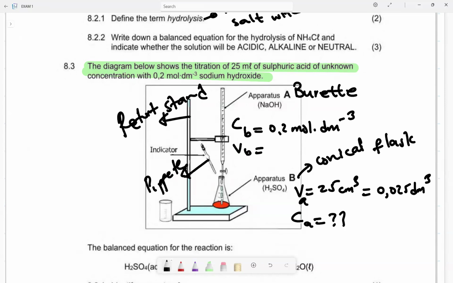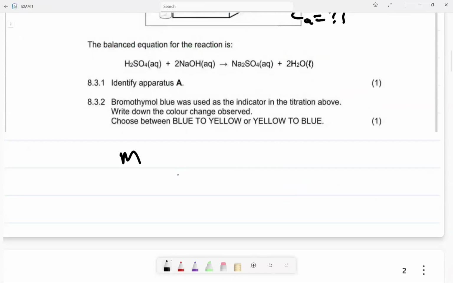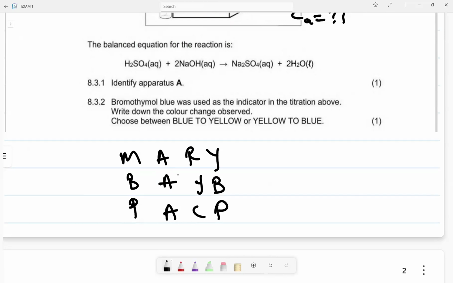They say bromothymol blue was used as the indicator in the titration above. Write down the color change observed. Now, I need you to remember this: Mary, baby, pack P. So they are telling me they used bromothymol blue as the indicator in the titration above.